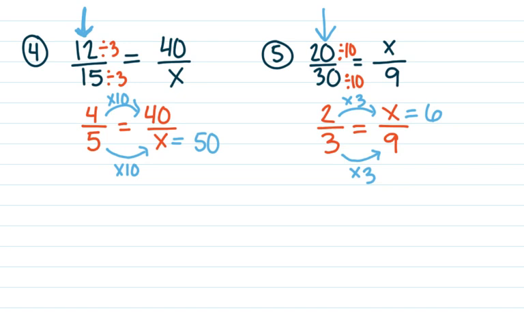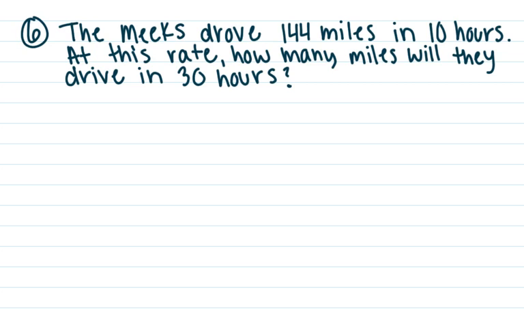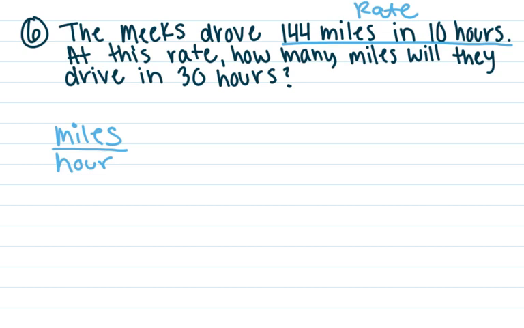Now, one other way we do have to know how to apply ratios and proportions and all of this too is word problems. So here's an example of some word problems. It says the Meeks drove 144 miles in 10 hours. This right here is our initial rate. This is really important because this initial rate tells us our labels. We have miles and we have hours. And yes, you do need to write your labels because when you set up a proportion, one of the most important things ever is to make sure that your numbers are lined up correctly. And so I have to write my labels.